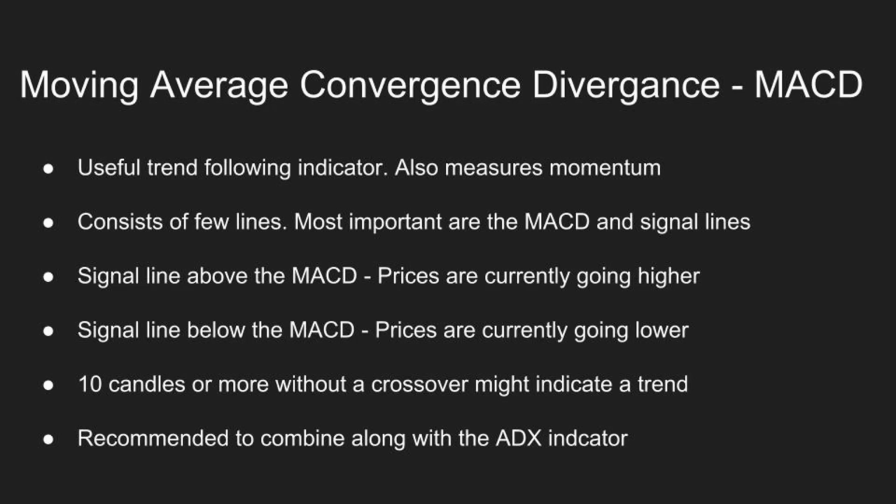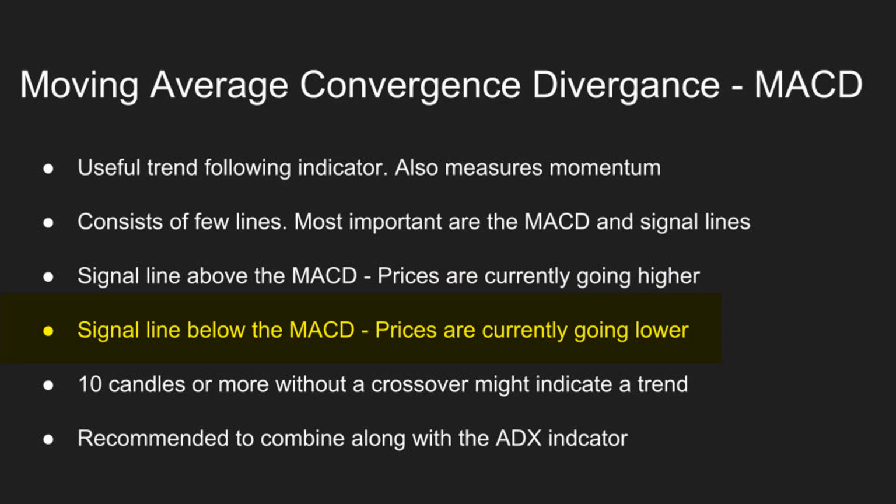Another useful indicator you should be familiar with is the MACD. Besides being a trend following indicator, it also measures the momentum. There is the MACD line, which is calculated by measuring the difference of the 26 and 12 EMA. And there is the signal line, which is a 9 candles EMA of the MACD line. Whenever the signal line is located above the MACD line, then the prices are currently going higher. If it's located below the MACD, then it would reflect the opposite.